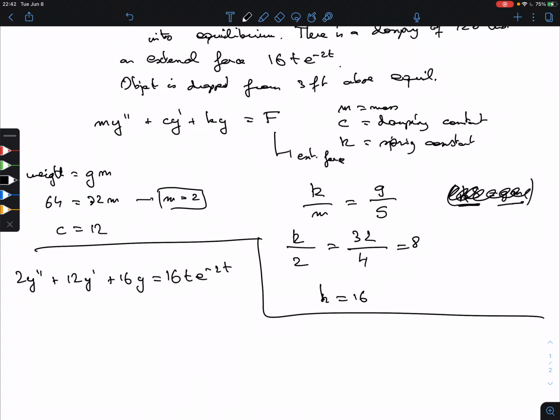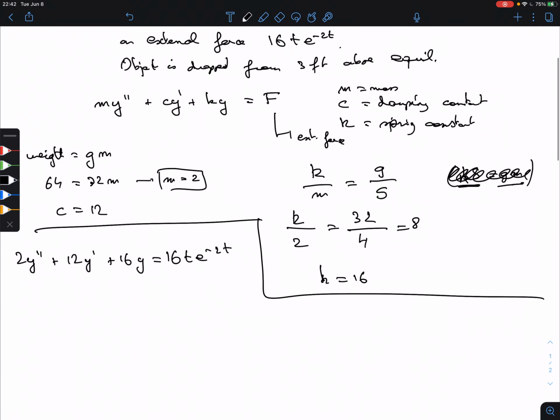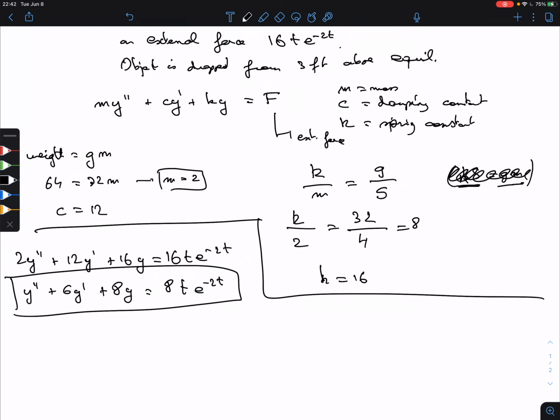Now, we want to simplify, especially because we don't want a coefficient in front of y double prime. We divide everything by 2, so we get this. Okay, so this is the differential equation. Already being able to put this up with the right numbers is going to give you some points, right? So if you want, this is step 1, the setting up.